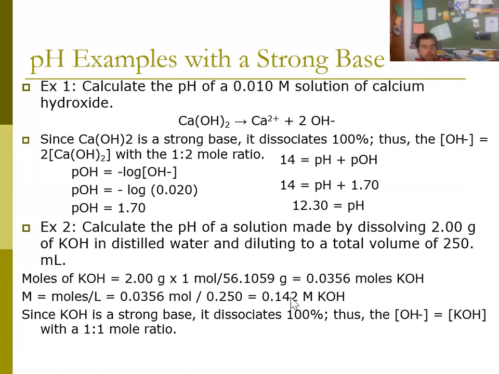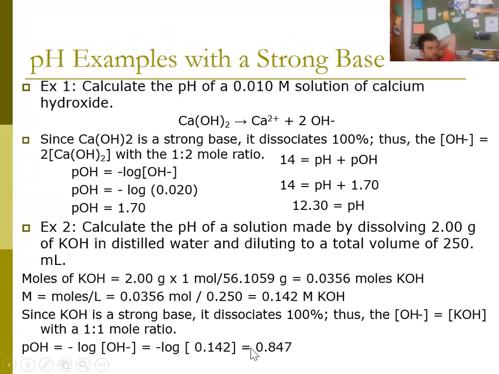So my concentration of hydroxide would be equal to 0.142. Now to find my pH, I find my pOH, the negative log of the OH minus concentration. So I plugged in that concentration that I found, 0.142. And I find that my pOH is 0.0847. Okay, still haven't found the answer yet because I asked for pH. So to find the pH, I do 14 minus the pOH to give me 13.153. This makes sense, a base should have a pH of something greater than 7.